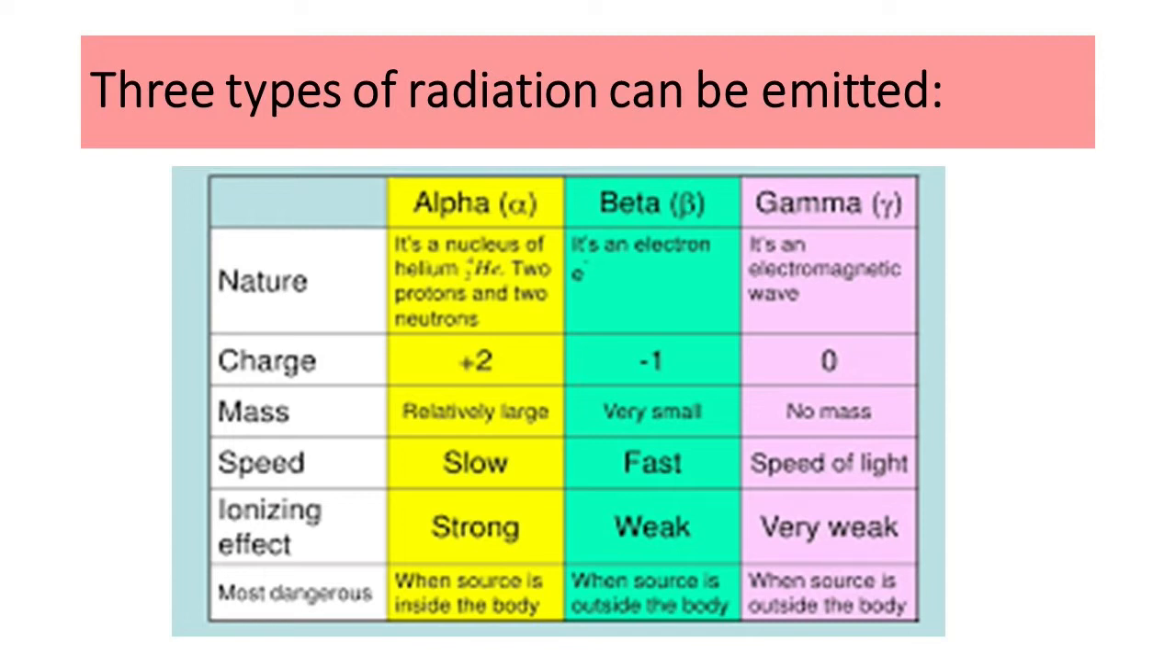So the heaviest among those 3 is the alpha, and the lightest is gamma, which has no mass. So alpha particle is the slowest, and the fastest is the gamma ray. And then the ionizing effect: the strongest ionizing effect is alpha particle, and the weakest is the gamma ray. The alpha particle is dangerous inside the body.